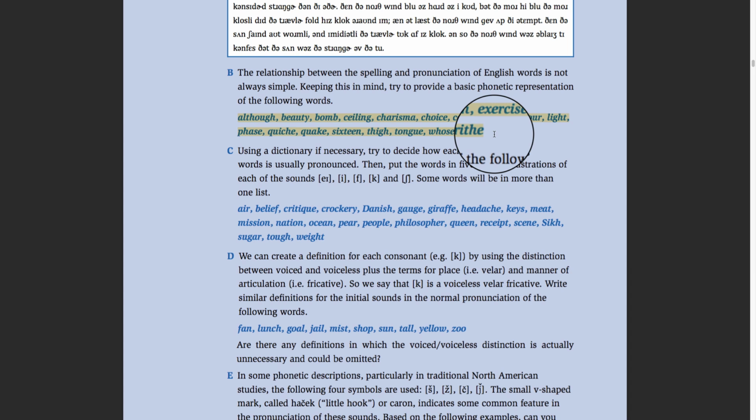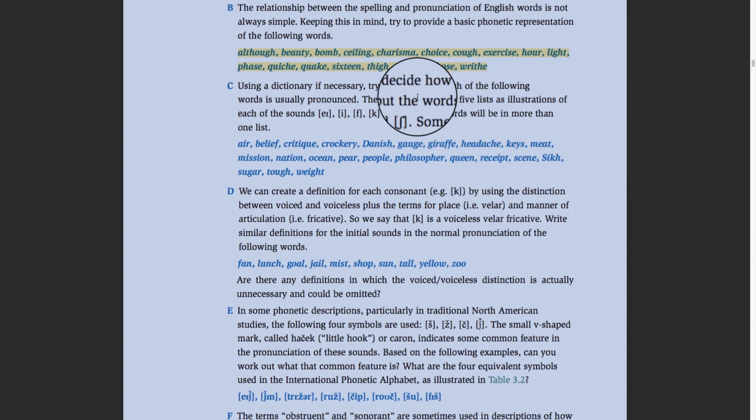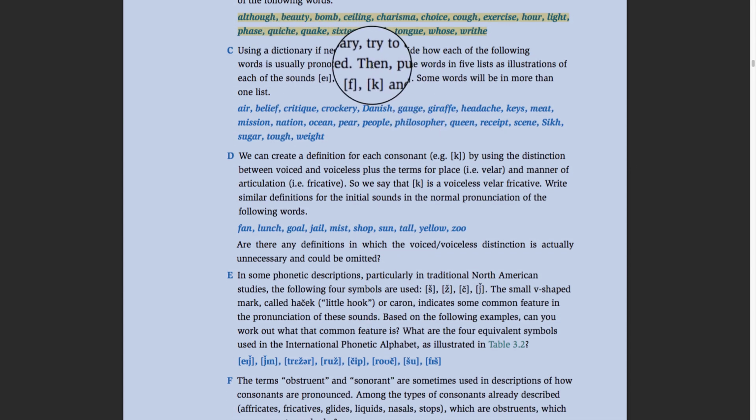Although, beauty, balm, ceiling, charisma, choice, cough, exercise, hour, light, face, quiche, quake, sixteen, thigh, tongue, whose, right. Okay, now using a dictionary, if necessary, try to decide how each of the following words is usually pronounced.